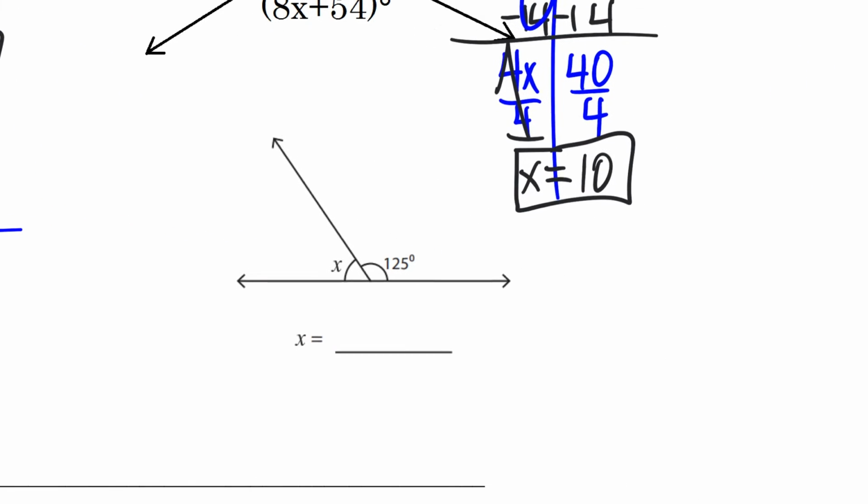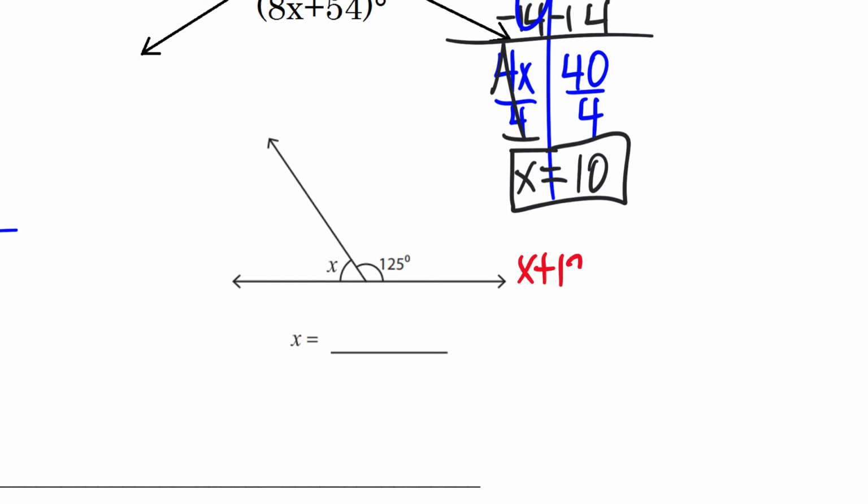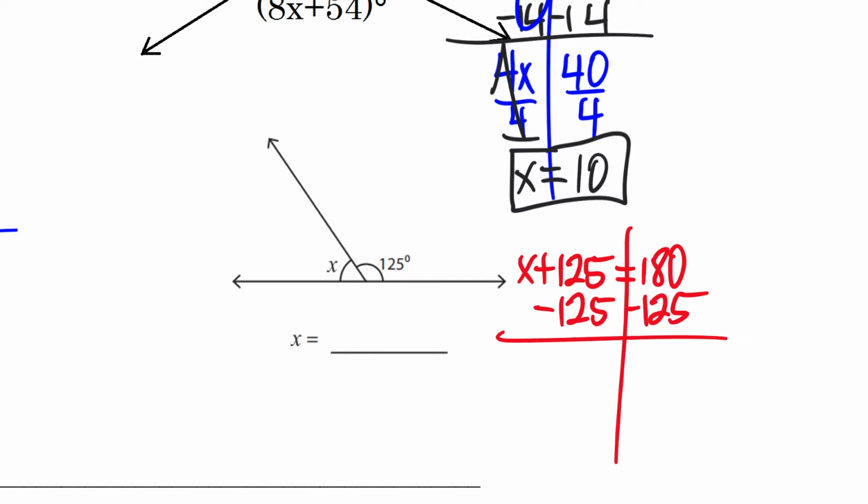Okay, and then on this one, same thing, x plus 125 here equals 180. So we're going to subtract 125 from both sides. This zeroes out, and x equals 55.